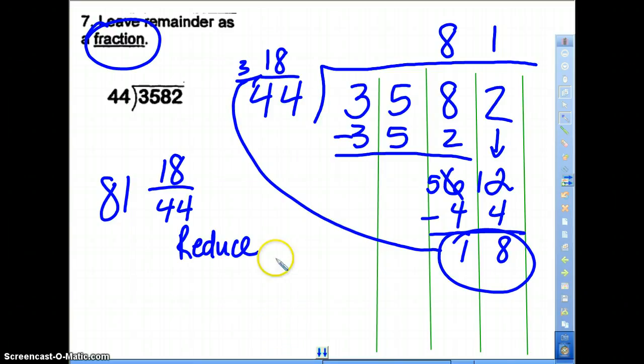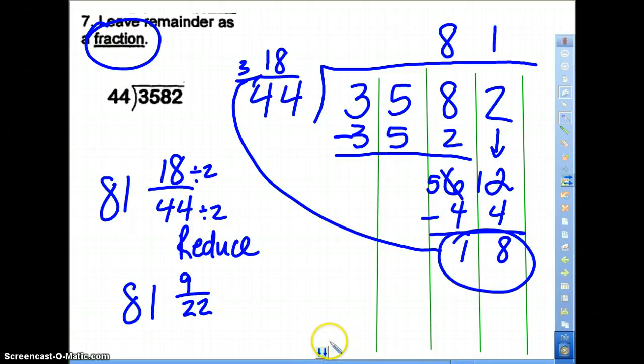Okay? Let's see here. They're both divisible by what? I know for sure they're both divisible by 2. Let's try that. So I get 81 and 9 over 22. Does it divide out any farther than that? No. Can't reduce it any farther. So there's our answer. 81 and 9/22.